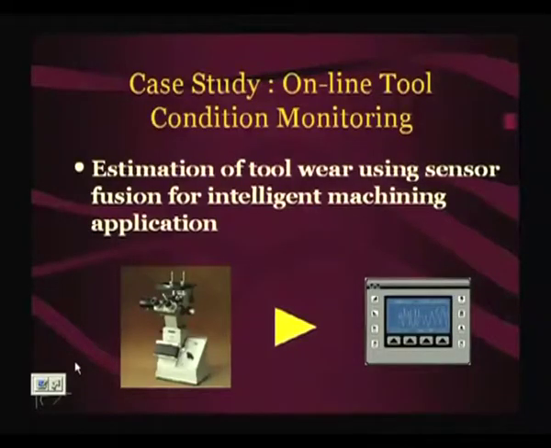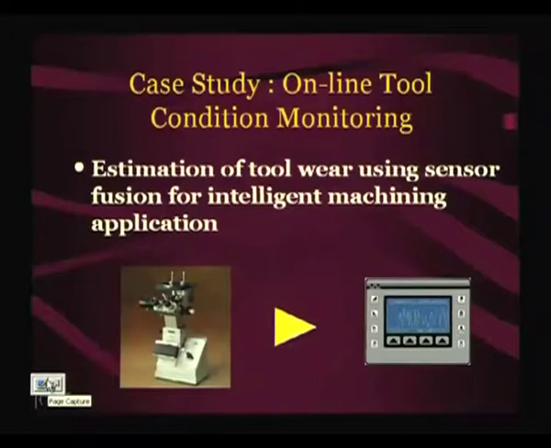So, what was the problem? The problem was the estimation of tool wear using sensor fusion. Sensor fusion means that you make many measurements and then combine those measurements to compute another quantity. So, you fuse a number of measurements, and generally, as we shall show, that leads to improved accuracy. We will look at this case study of online tool condition monitoring.